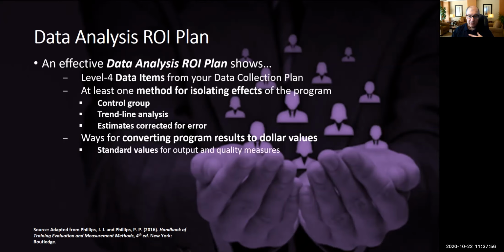So, standard values for output and quality measures. There are some industry examples. For instance, turnover, I think, has a number tied to it, or a percentage of a person's annual pay tied to it. That's pretty universal. You could use that. Participant wages plus benefits could be another one that you use.